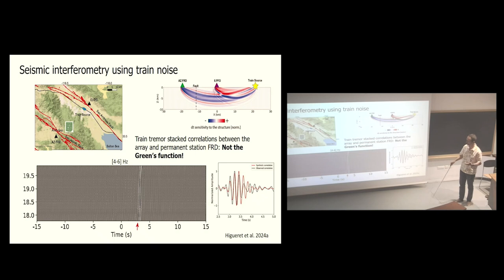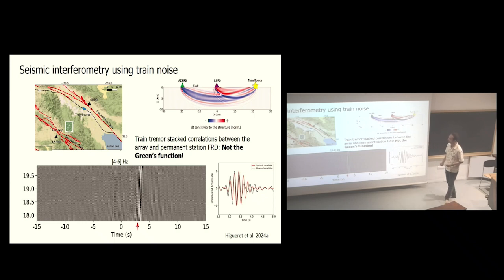This is not the Green function, and it's actually clear from the synthetic analysis that it's dominated by the direct correlation of the direct P wave emitted from this train source and recorded at both the station here at the Pinion Flat Observatory and the station across the fault. So since we know that, we can also compute the sensitivity kernel for this P-wave arrival.